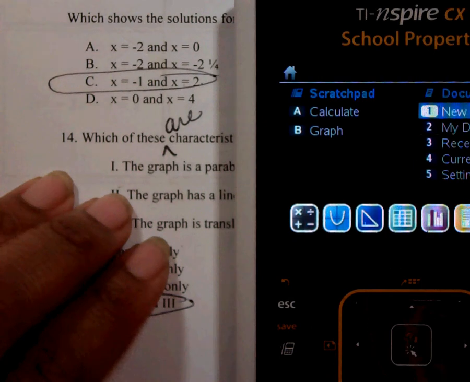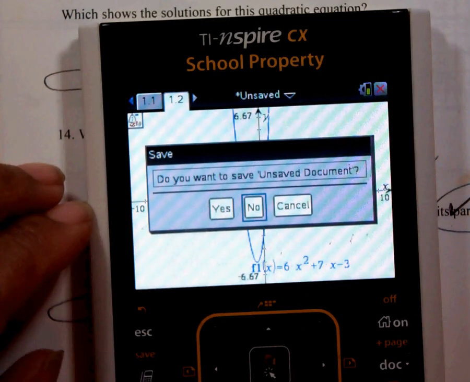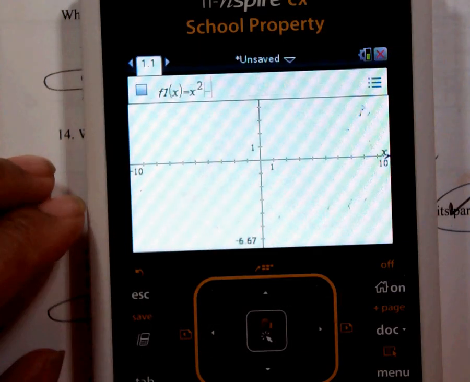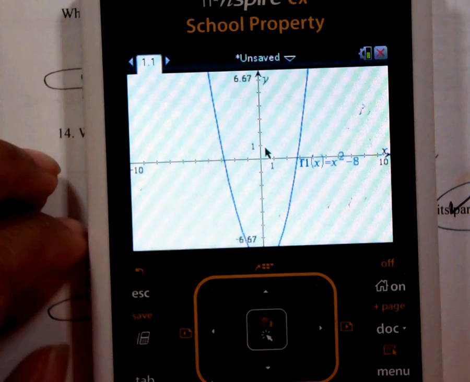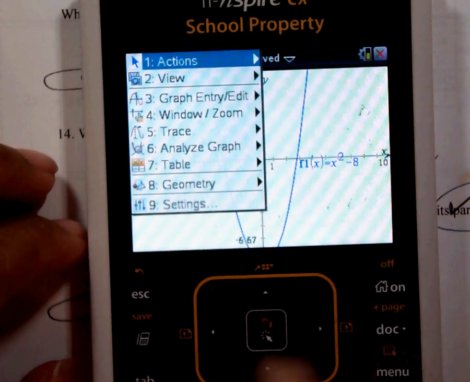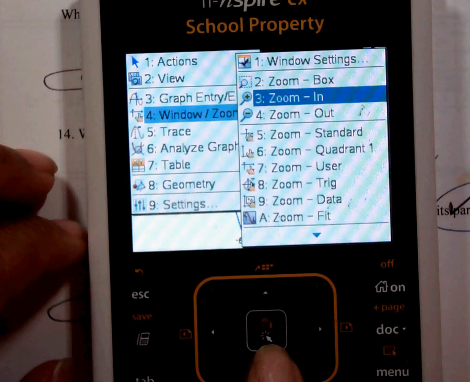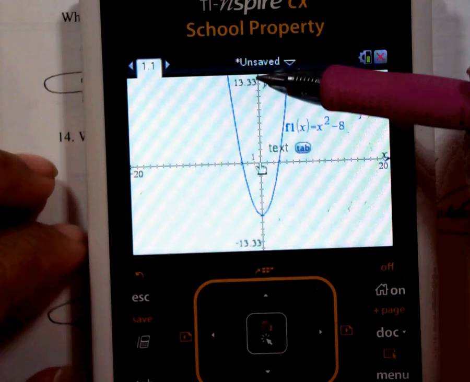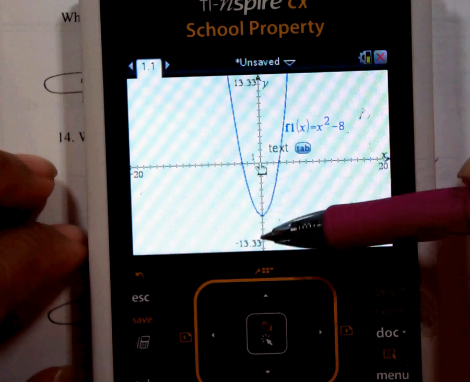I'm going to do a new document. I'm going to tell the calculator no, I don't want to save. I'm going to add a graph. And then I'm going to do x squared minus 8. Press enter. And when I do that, I am going to zoom out just to get a better look at it. Zoom out one time. And I look at the middle. Where's the middle of this graph? The axis of symmetry is the y-axis.